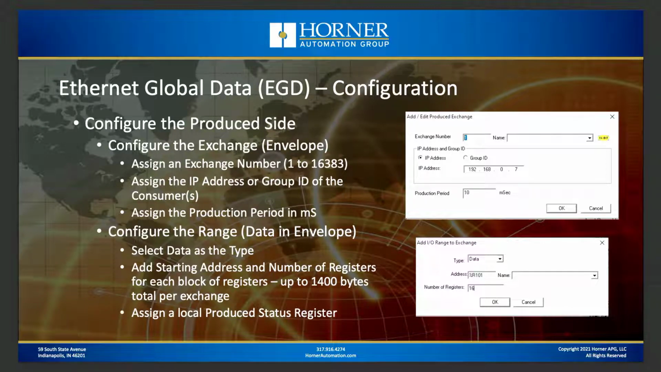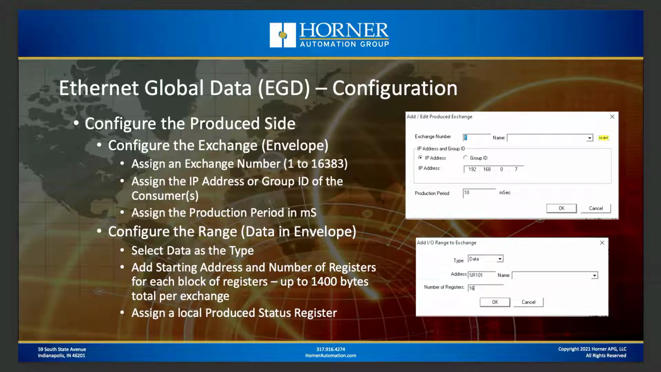Okay, so once we've put a bank of registers inside, we aren't limited to just one register. Maybe we're going to put in register 1 through register 64. And then after that, maybe we need another bank of registers or maybe a bank of bits. We can put multiple blocks of data in consecutively inside the envelope. That's no problem. As long as we stay below 1,400 bytes of data inside the envelope or inside the exchange, we're good.